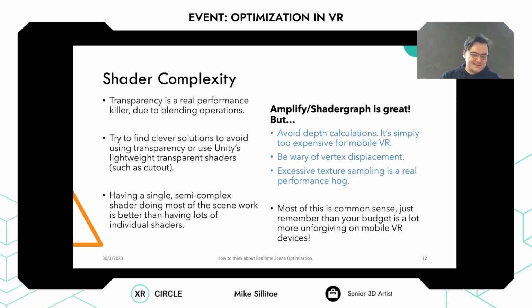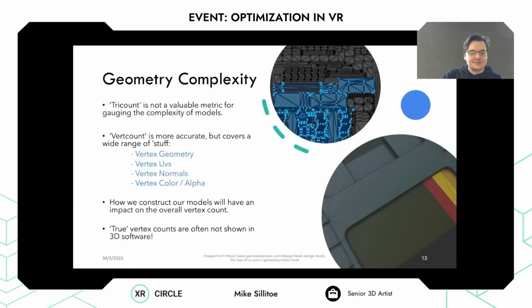Most of this is basically just common sense. Just remember that your budget is a lot more unforgiving on mobile VR devices. So hitting that 72 frame rate is really essential on Quest 2. Otherwise, things start getting a bit nauseous.